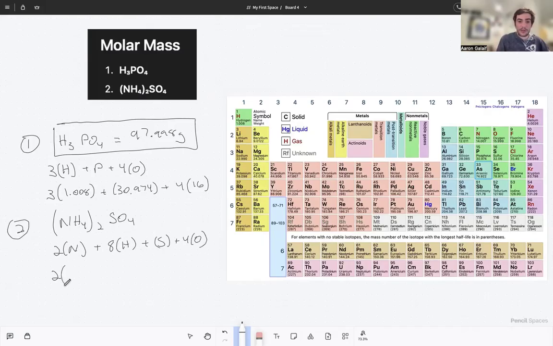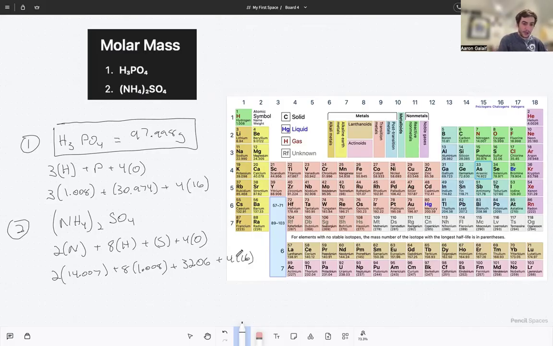And then we just replace. Nitrogen is 14.007. Hydrogen, we already know, 1.008. Sulfur, we have to find, 32.06. And then oxygen is 16, which we already know.